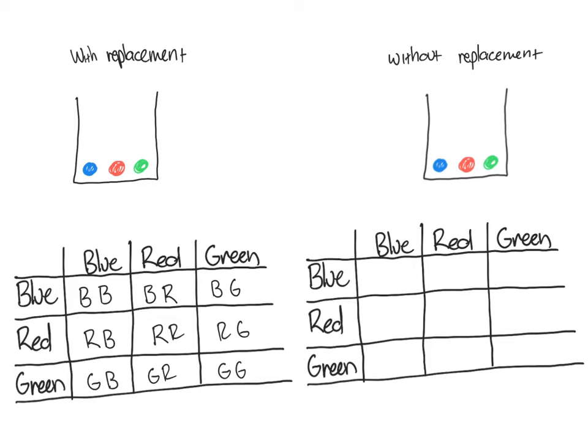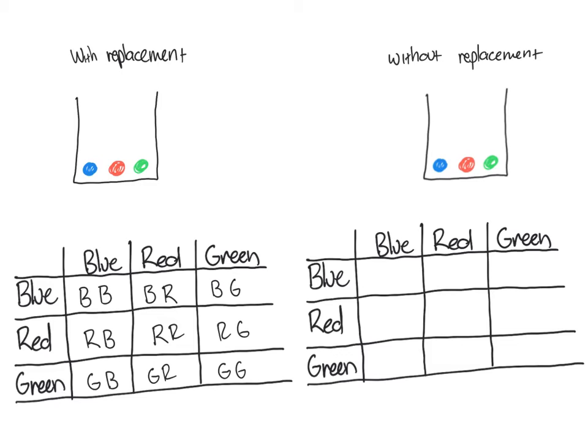So you can see that every single space in this table is filled out, and yes, it's definitely possible to draw out a red lolly and then a red lolly again because you're putting it back in. This is with replacement. So you're putting that red lolly back in, and you possibly could draw it out a second time. Let's have a look this time without replacement.